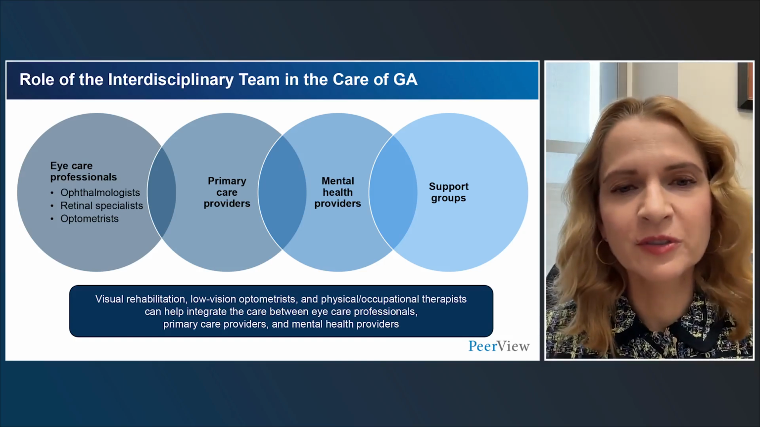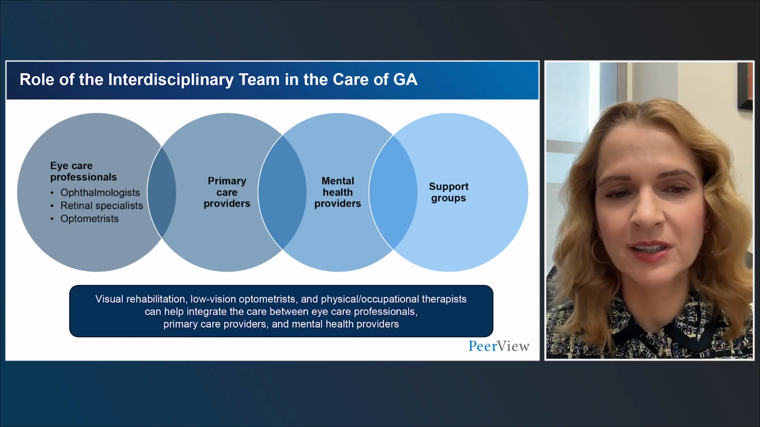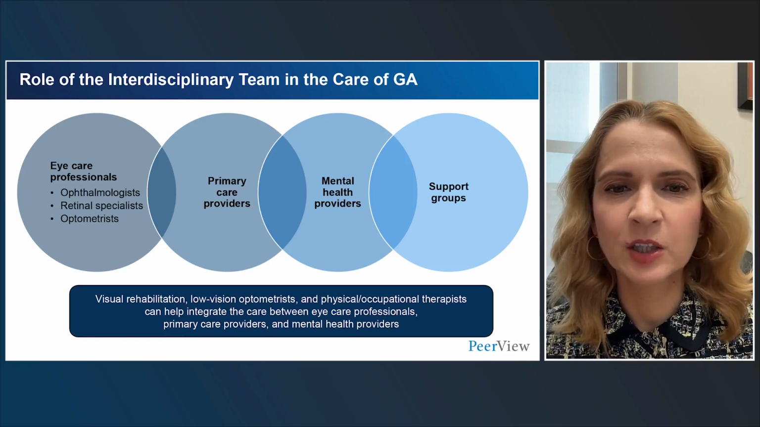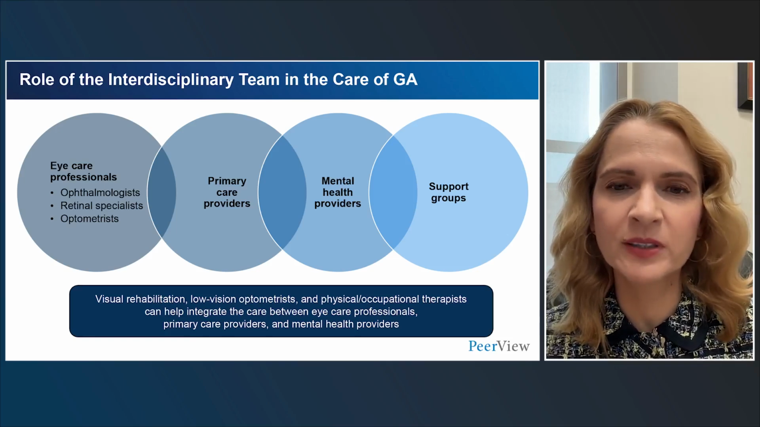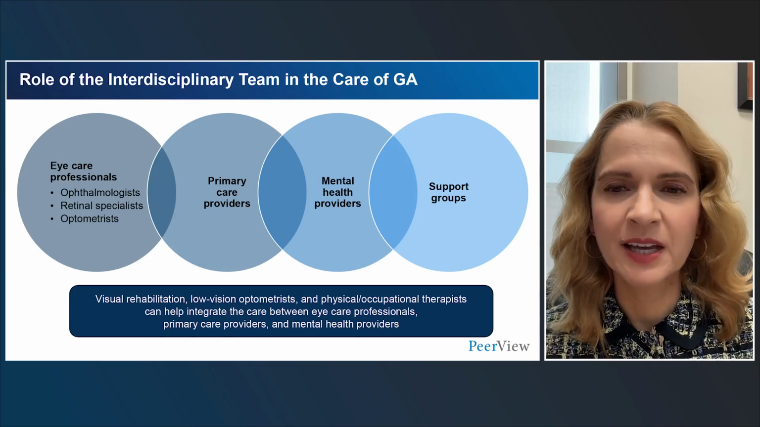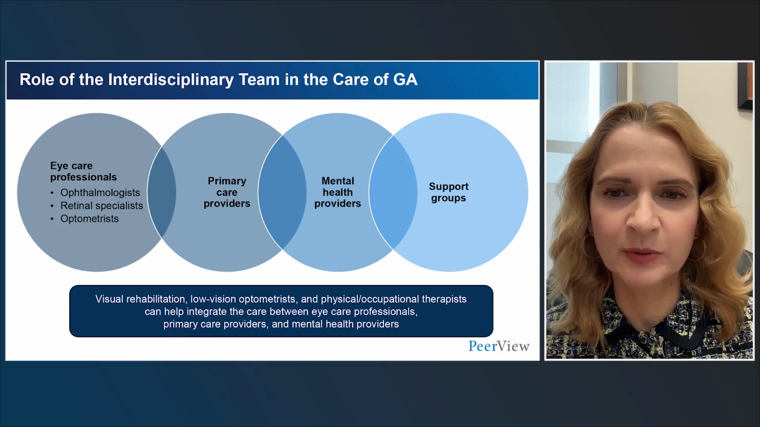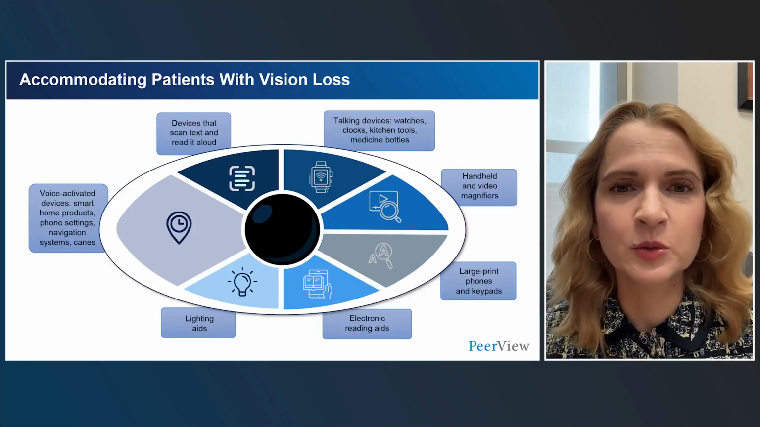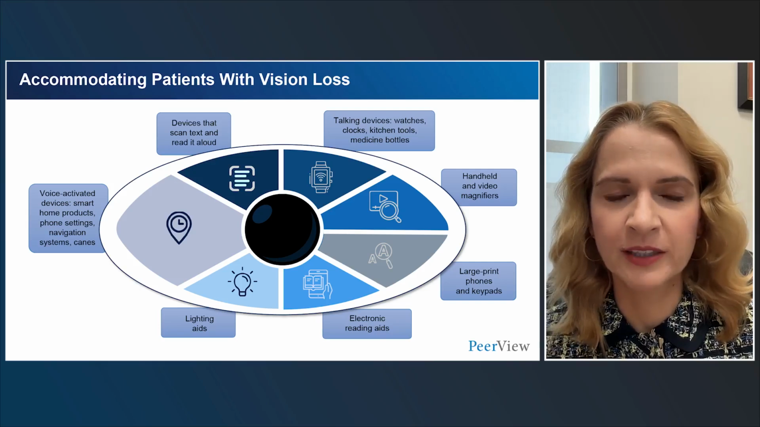A referral to vision rehabilitation or low vision clinics is also very important to these participants. They can see low vision optometrists and physical occupational therapists that can help them with devices and strategies that would improve their activities of daily living and optimize their vision outcomes. These are ways in these clinics in which we can accommodate patients with vision loss.